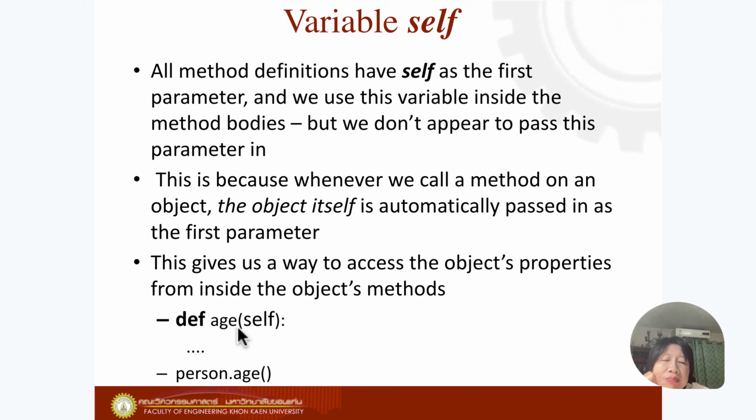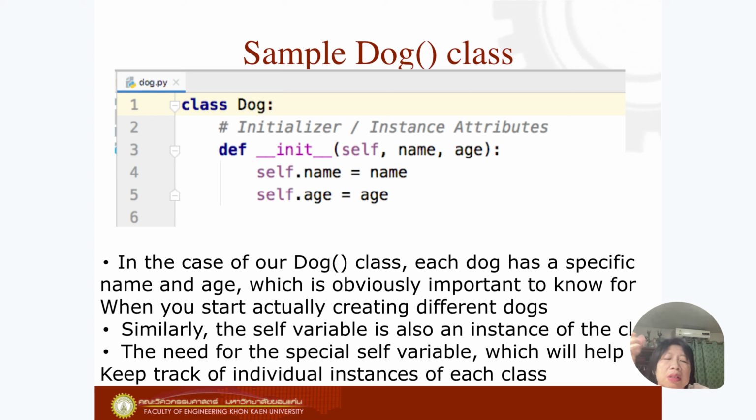So here we have the age method and we pass self here. Because we pass self, we can access the object itself. Okay, let's see the example here. When we have class Dog, maybe we want to describe a dog using two attributes, which are name and age.